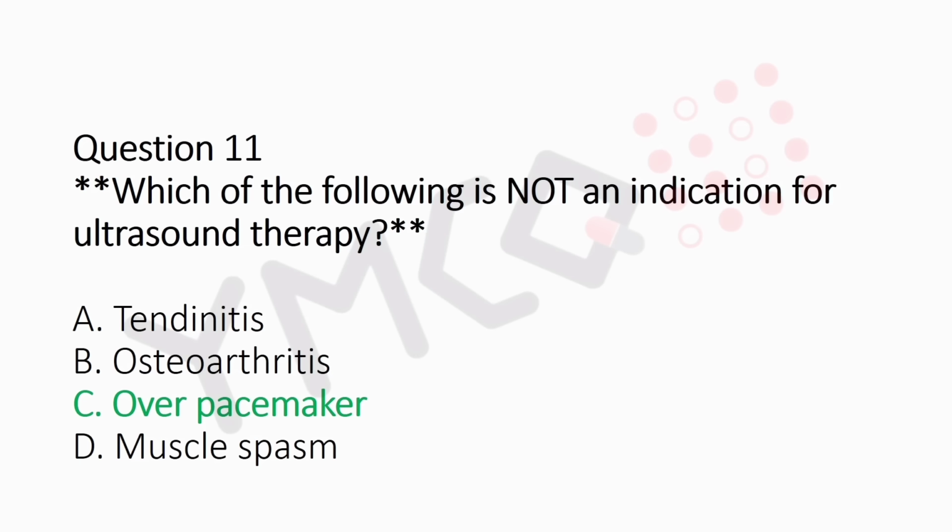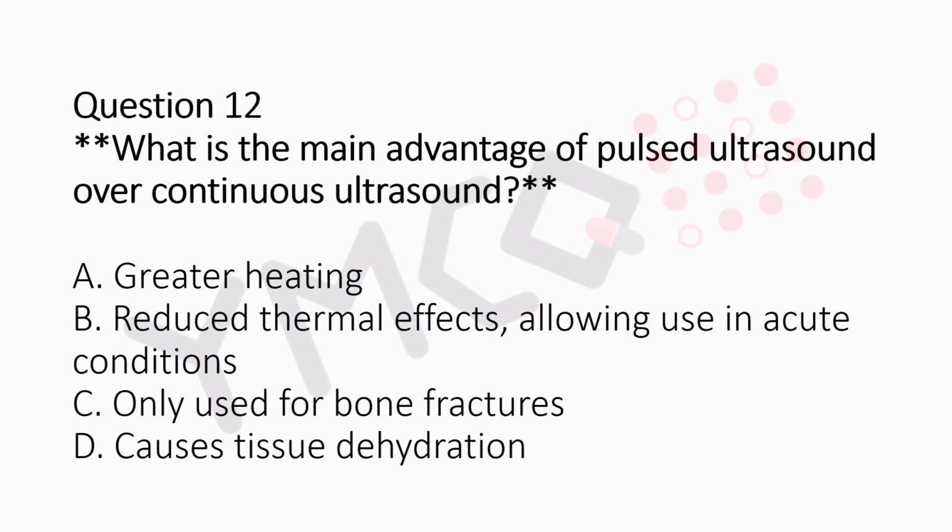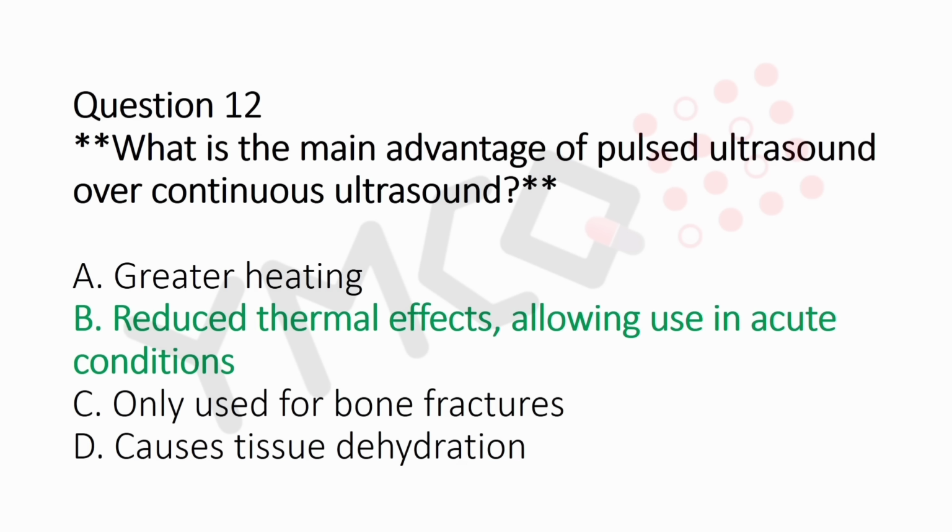Now let's move to question number 12. What is the main advantage of pulsed ultrasound over continuous ultrasound? Option A, greater heating. Option B, reduced thermal effect allowing use in acute condition. Option C, only used for bone fracture. Option D, causes tissue dehydration. And the answer is option B, reduced thermal effect allowing use in acute conditions.